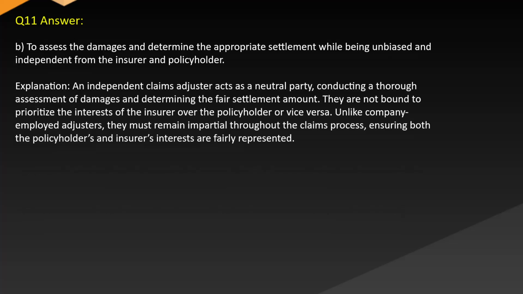Answer. B. To assess the damages and determine the appropriate settlement while being unbiased and independent from the insurer and policyholder. Explanation. An independent claims adjuster acts as a neutral party, conducting a thorough assessment of damages and determining the fair settlement amount. They are not bound to prioritize the interests of the insurer over the policyholder or vice versa. Unlike company-employed adjusters, they must remain impartial throughout the claims process, ensuring both the policyholders' and insurers' interests are fairly represented.